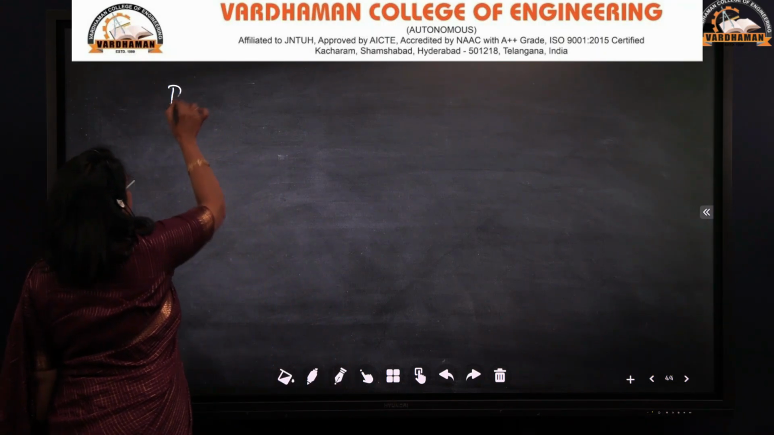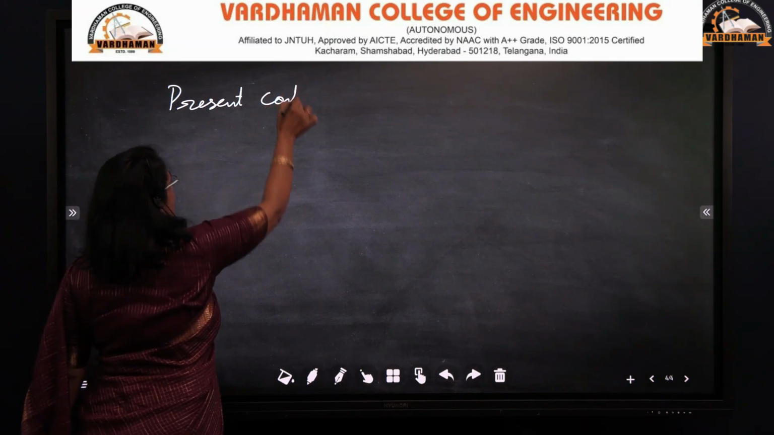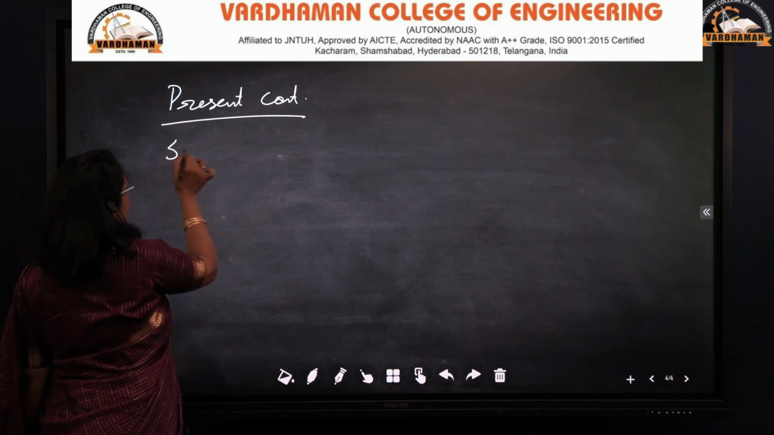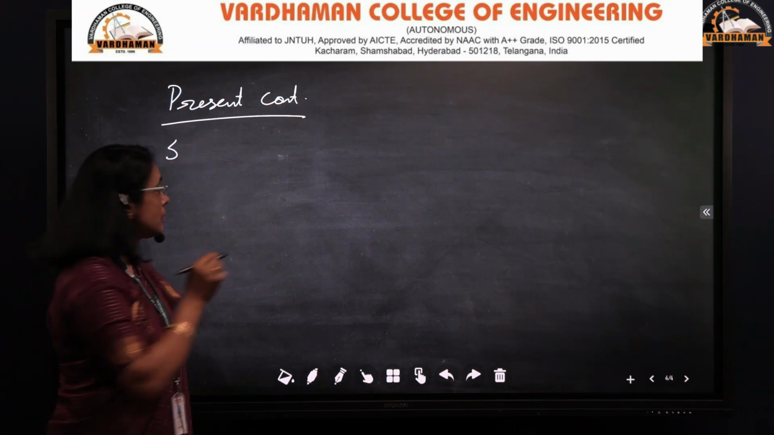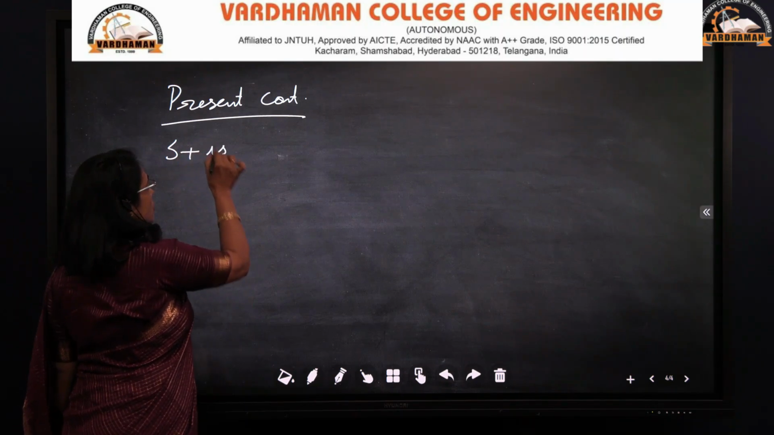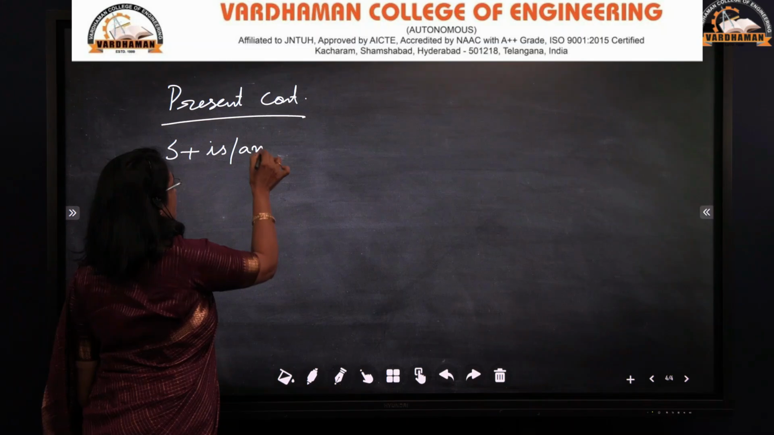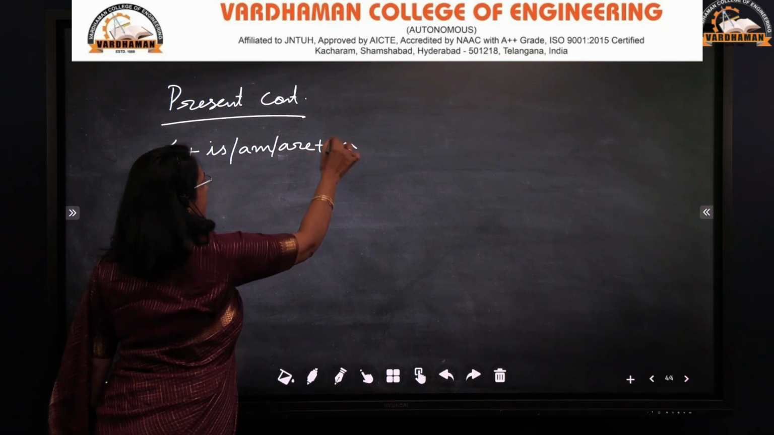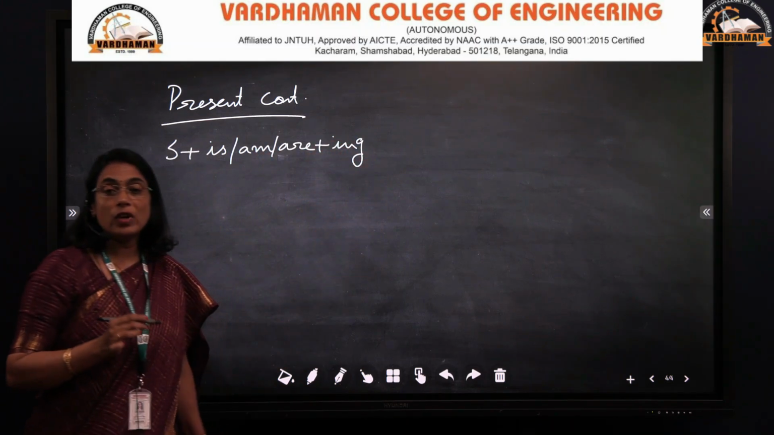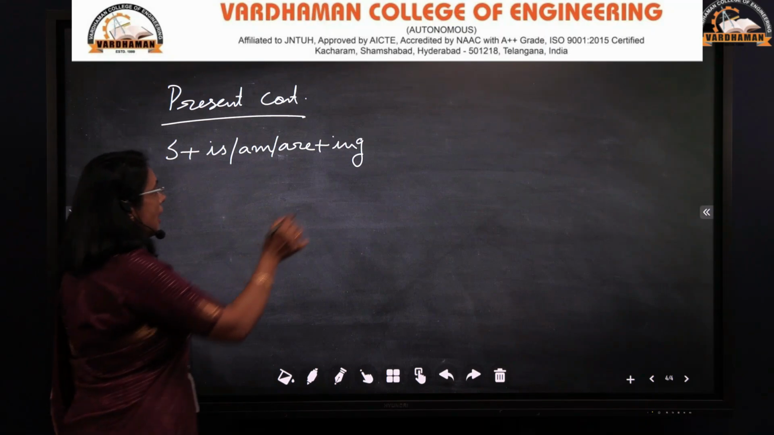So present continuous, read it as present continuous. Structure goes like this. For the positive sentences, subject plus, we use the helping verbs is, am or are, plus ing form. We also call it V4 or fourth form of the verb, ing form of the verb.